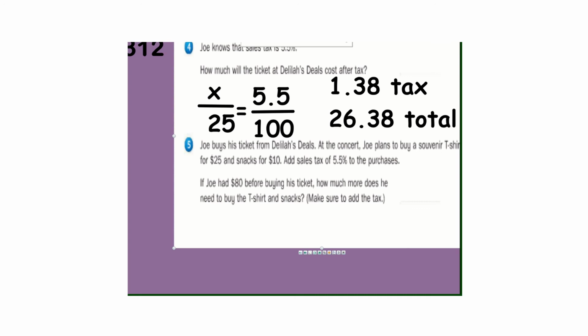$75.96 for the tickets. And if he only had $80, he's going to be short $32.89. So he needs more money, $32.89 more.